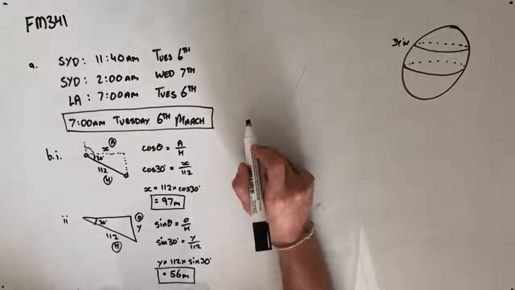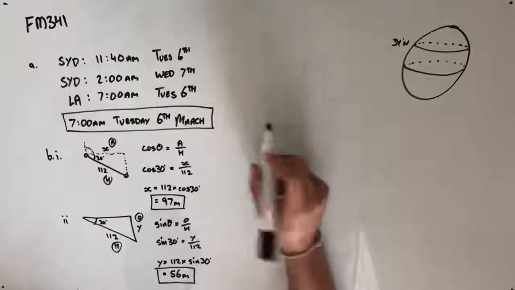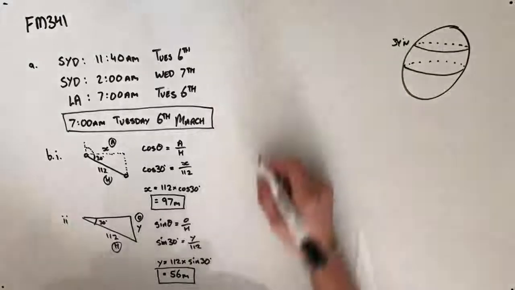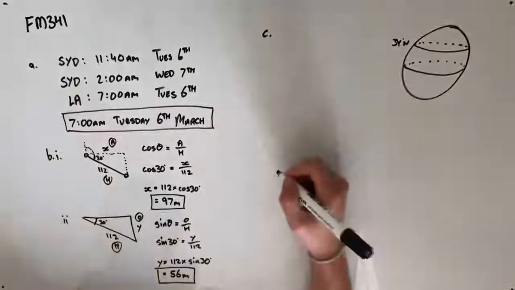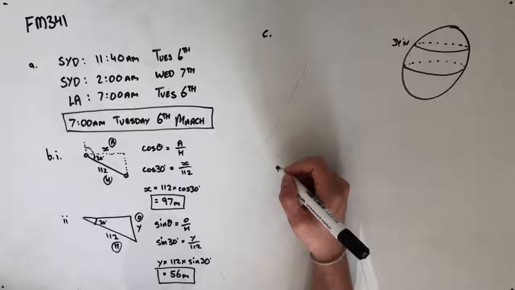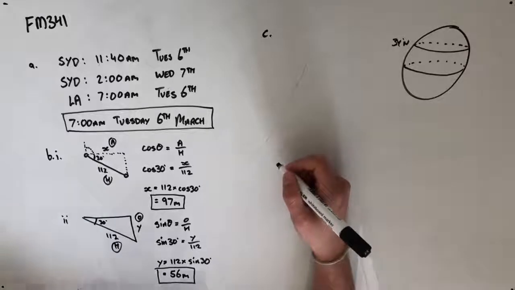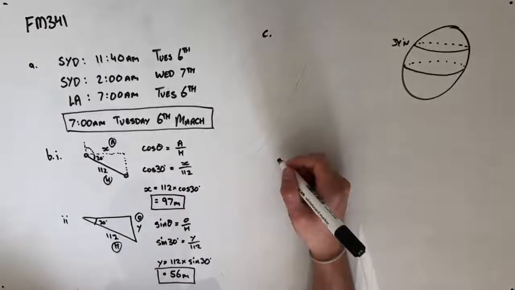Awesome. So, we're in part C. We're being told to show that the radius of the line of latitude around the Earth at 34 degrees north is 5,306 kilometers when rounded to the nearest kilometer.